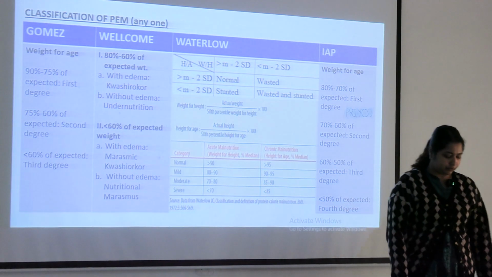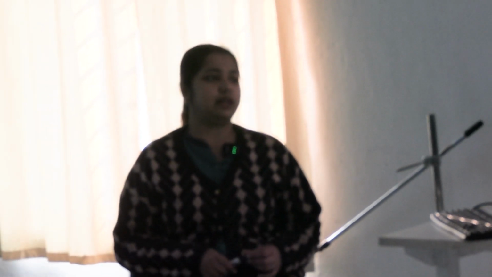So this is the Waterloo classification. I know there is stunting and wasting, but how severe? Mild, moderate or severe category. That I can do by calculating the actual height divided by the median. The 50th percentile means median.